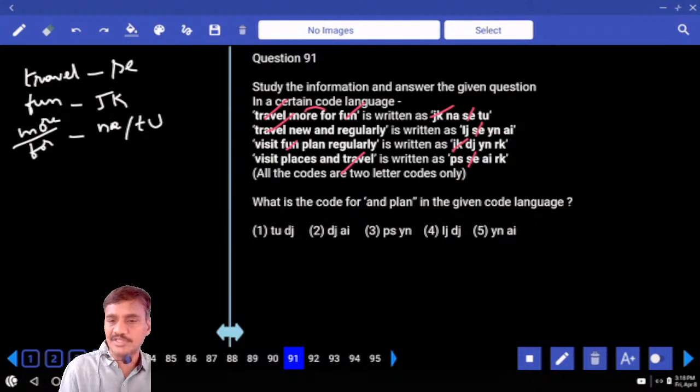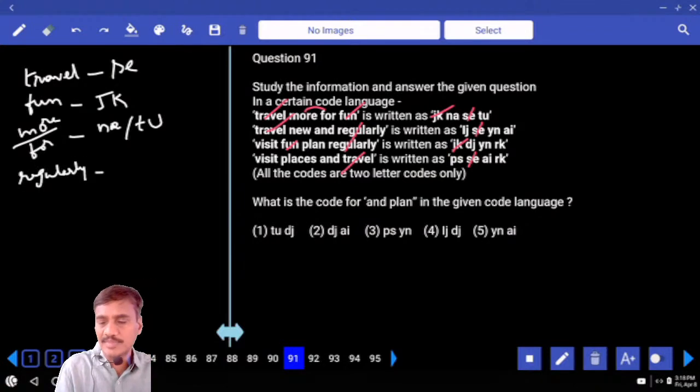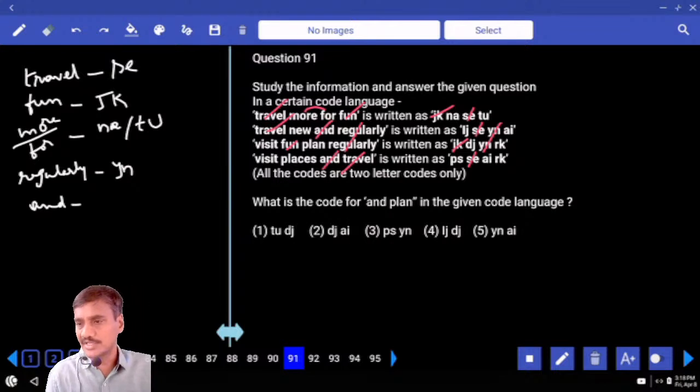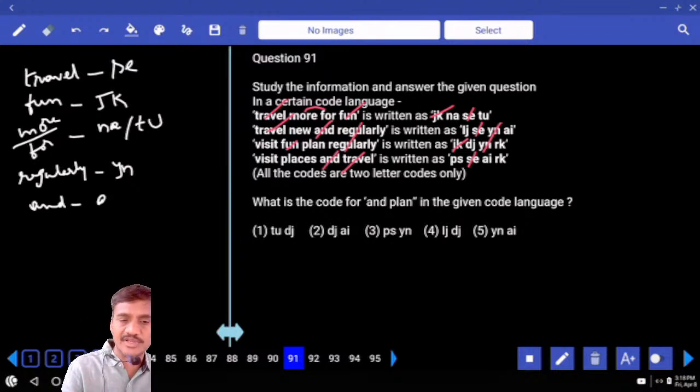Then if you compare the second and the third, new and regularly. Now regularly is the word that is common between the second and the third. As regularly is common, the code that is common between these two is YN, and the code for regularly is YN. And next one, if you compare second and fourth, new end. End is the word that is common between these two. As end is the word that is common, the code that is common is AI. The code for end is AI.